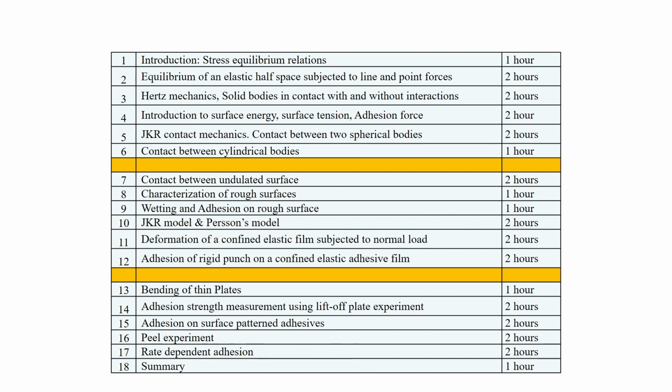So, this will be the first part, covering the first 10 lectures, and then we will discuss the contact between undulated surfaces. Previously the surface of the adhesive was smooth and flat, and then we will come to undulated surfaces, and rather then we will go to rough surfaces. We will learn how to characterize these rough surfaces and wetting and adhesion on these rough surfaces. We will talk briefly about JKR contact mechanics experiments and the Persson model for adhesion on these rough surfaces. Then we will talk about the deformation of a confined elastic film subjected to normal load.